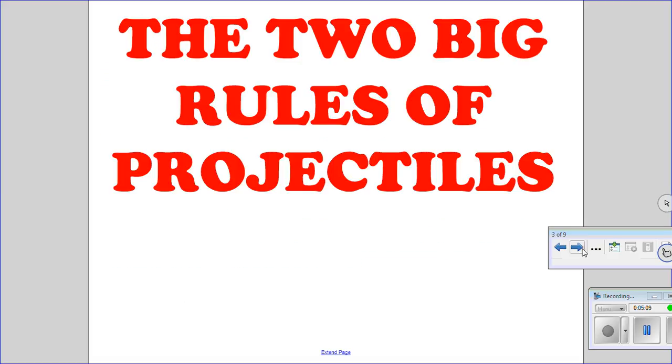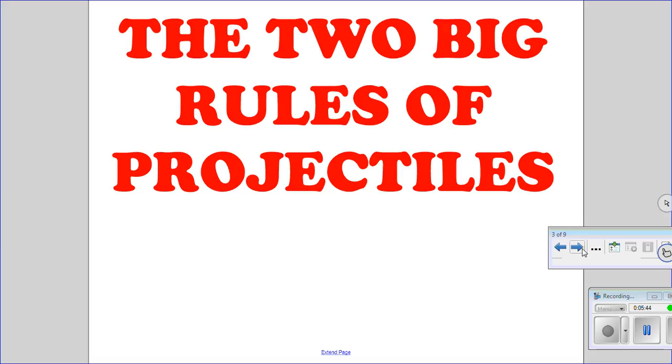The two big rules of projectiles. Why do you think that I made this slide so big? Because it's crazy important. If you understand the two rules of projectiles, you can solve any projectiles problem I give. We just did projectiles in my AP class. I gave them the exact same notes. If you understand these two rules, that's it. I've used these notes also with regular physics for 19 years.